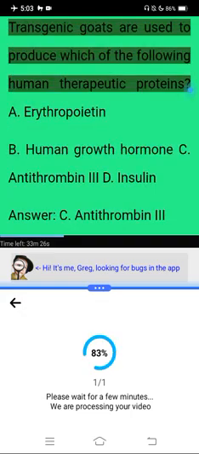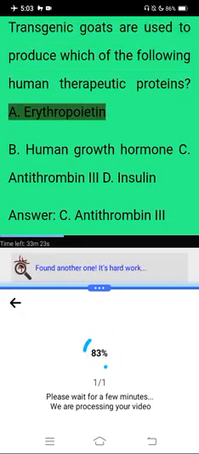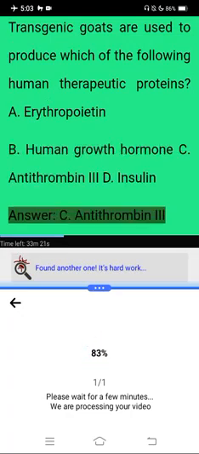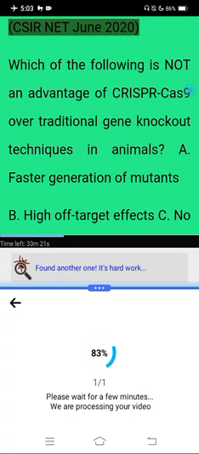CSIR-NET December 2018. Transgenic goats are used to produce which of the following human therapeutic proteins? A. Erythropoietin. B. Human growth hormone. C. Antithrombin III. D. Insulin. Answer: C. Antithrombin III.